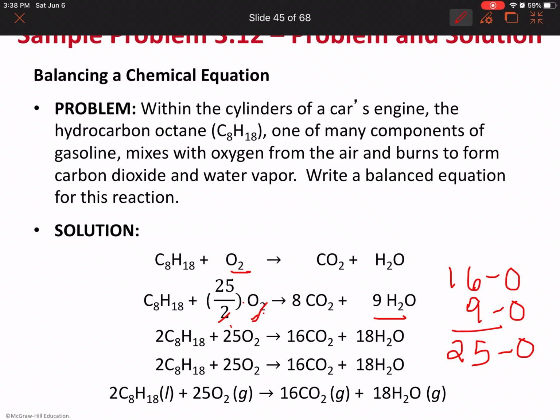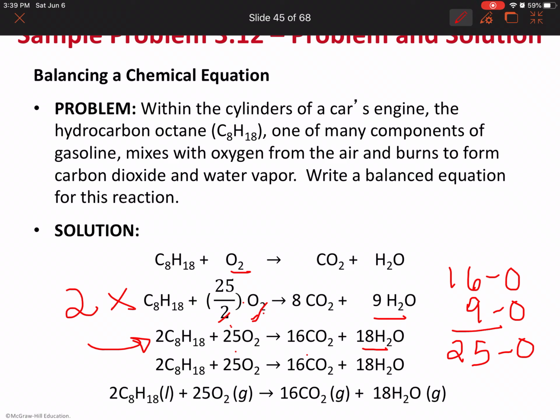So if you want to make it whole numbers, you're going to multiply this whole equation by 2. By doing that, you receive this equation where 2 C8H18. So 2 times 25 over 2 is 25 oxygen, and then 2 times 8, 16 carbon dioxide, 2 times 9, 18 water. Okay. So that is going to be the balanced equation.